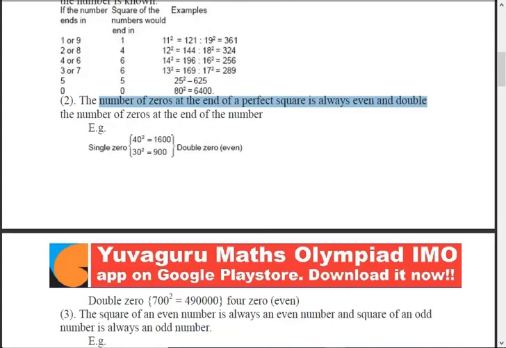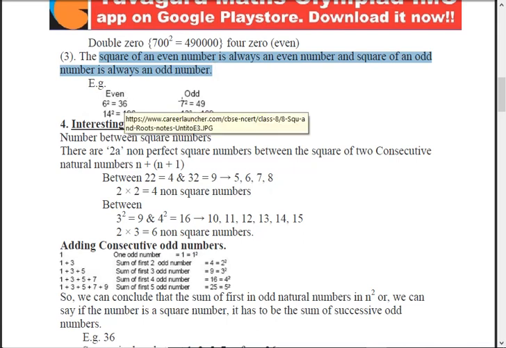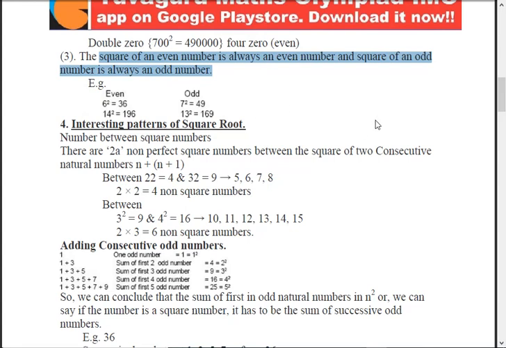Second point, the number of zeros at the end of a perfect square is always even and double. Means 1600, 900, only two zeros, or it can be 4 zeros also, 160000. Then also it's a perfect square, but even and double, that's important. See this, 700 square, so 49 and 4 zeros, so even and double. The square of an even number is always an even number, and the square of an odd number is always an odd number. 6 square is 36, 7 square is 49. So odd is odd, even is even.